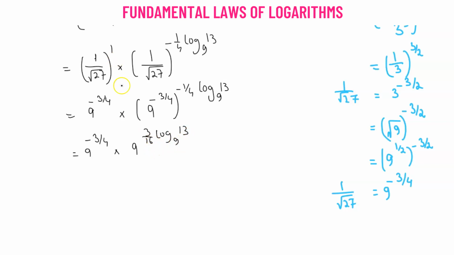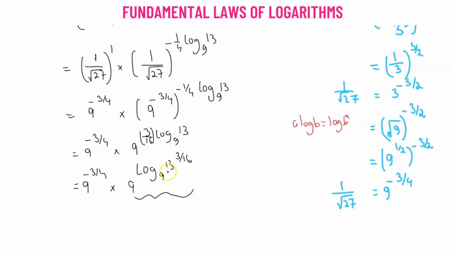And we can raise 3 over 16 as the exponent of 13 by using a property of log, which is a times log b equals log of b raised to the power of a. And this is going to give us 9 raised to the power of negative 3 over 4 times 9 raised to the power of log of 13 raised to the power of 3 over 16 with a base of 9. Now, this was the effort of writing everything 1 over square root of 27 in terms of 9. That's because if we look at the base of the exponent, that's 9, and the base of the logarithm is also 9.